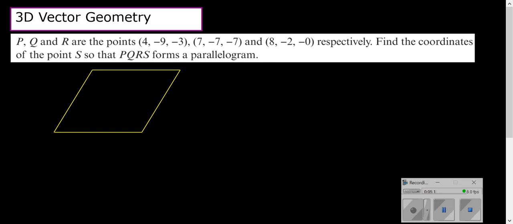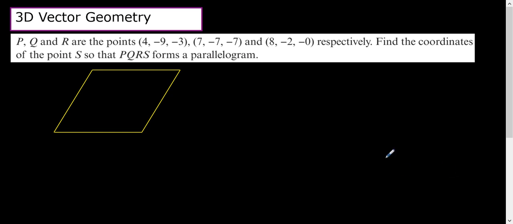So here, what we're told is P, Q, R, and S are the points here, and they form a parallelogram. So P, Q, R, and S, and find the coordinates of this point S. We're going to use vectors to do that. So now we need to just remember what we know about parallelograms. We've got a pair of parallel sides here, and we've also got a pair of parallel sides here.